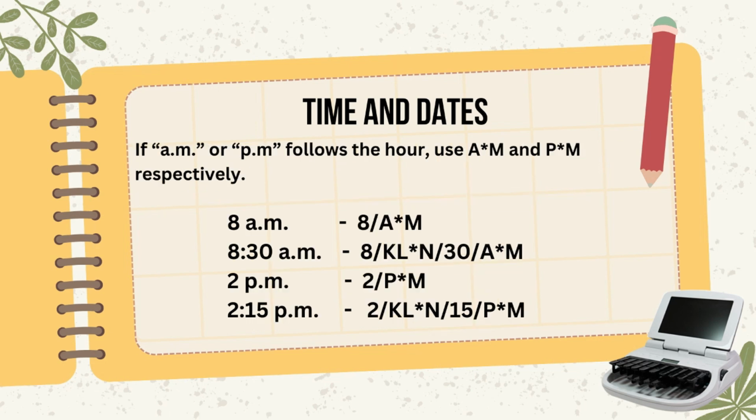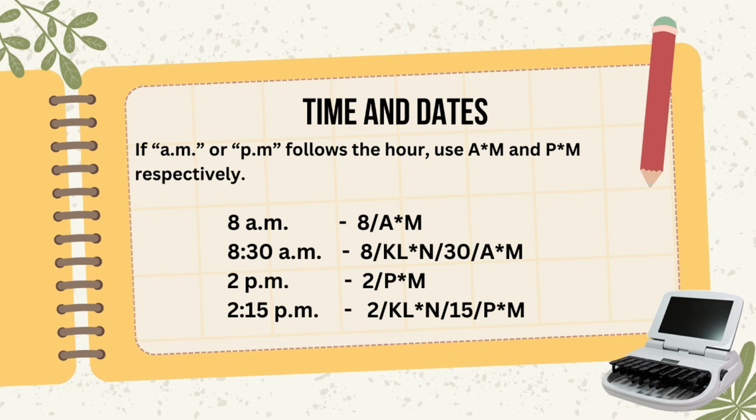Now, another way of writing time is through the use of AM and PM. If we are going to use AM and PM, this is how we write. For example, 8 a.m.: we write 8 and then vowel A asterisk M. How about 8:30 a.m.? So 8, then initial KL asterisk N, then 30, and then A asterisk M.